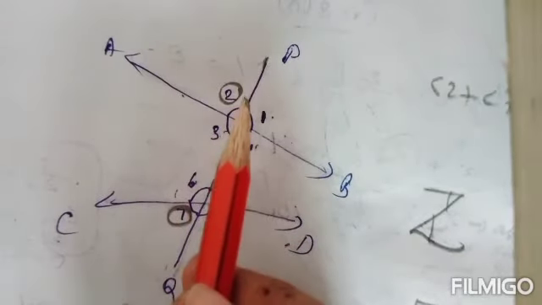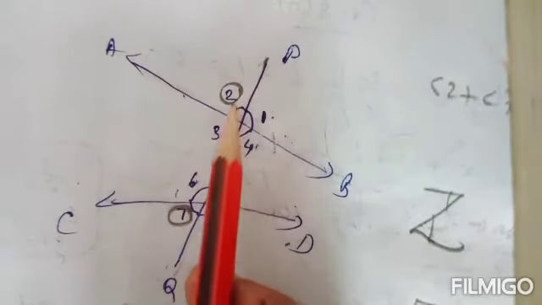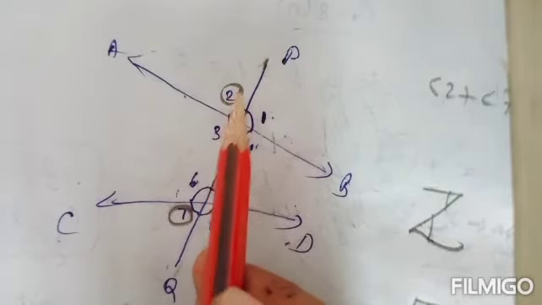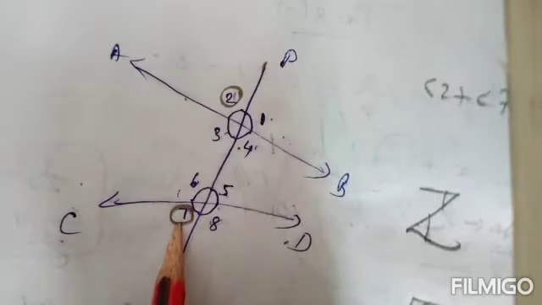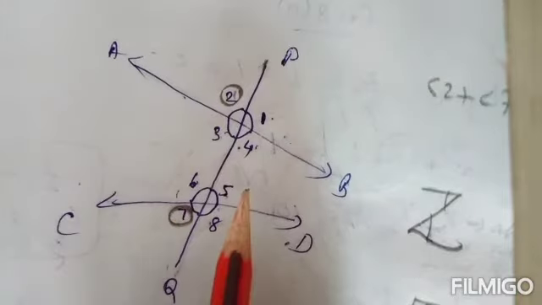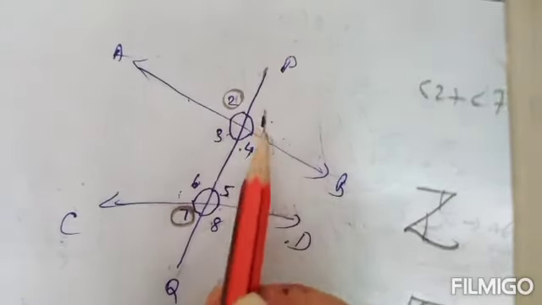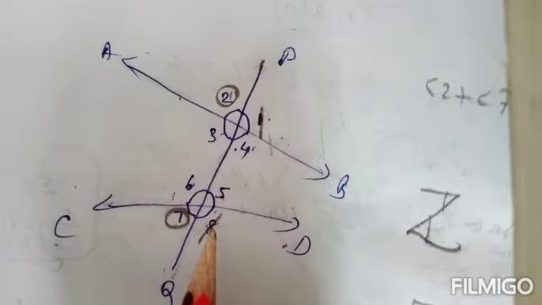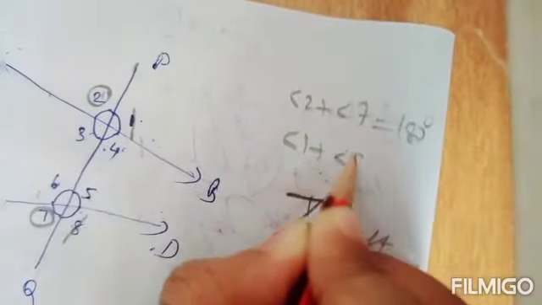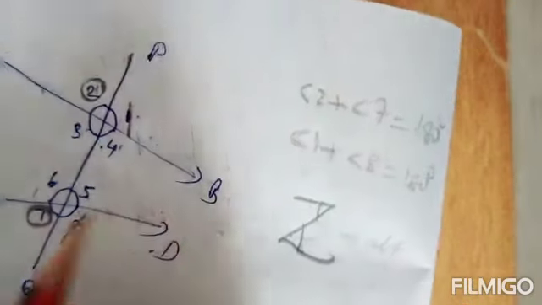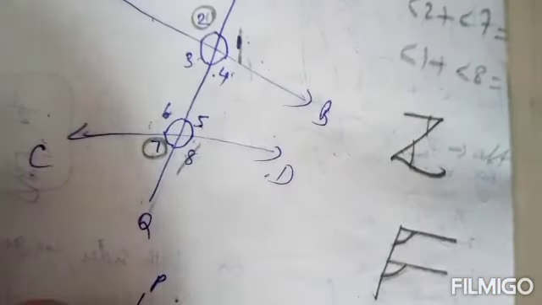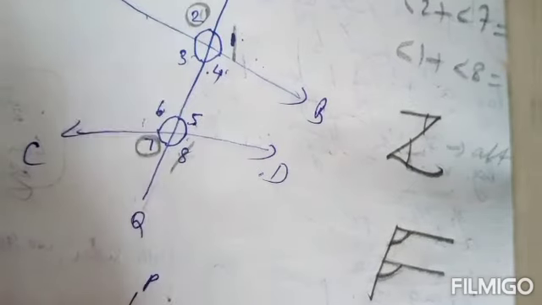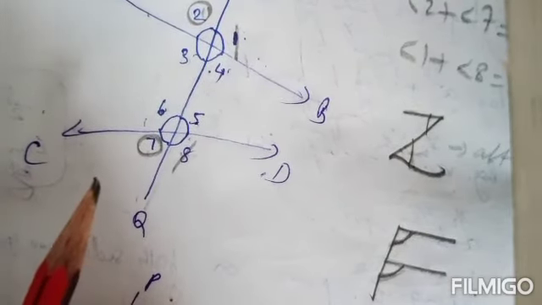Now exterior allied angles are supplementary, so we know one pair of exterior allied angles is angle 2 and angle 7. So angle 2 plus angle 7 will be 180 degrees. Angle 1 plus angle 8, the second pair, it is this. Angle 1 plus angle 8 will be 180 degrees. So these are the properties when two parallel lines are cut by a transversal.